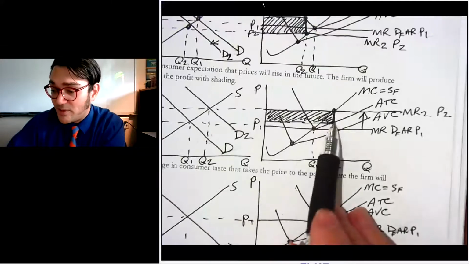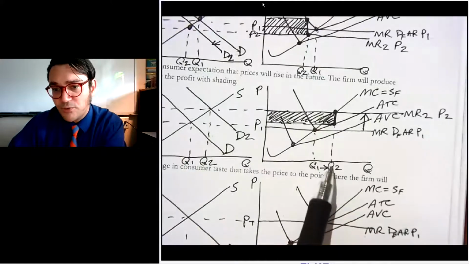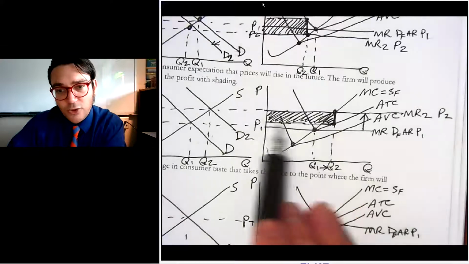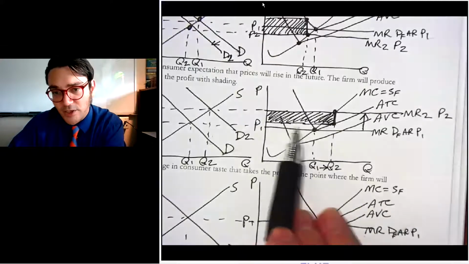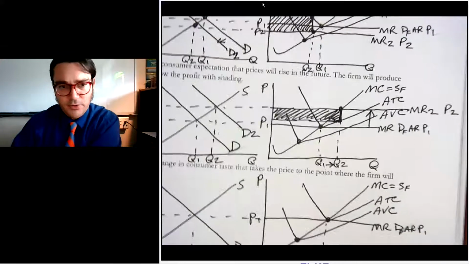We are going to stop at this value on the ATC. Remember, we're following this yellow brick road of Q2. We're just going to go from P2 to the ATC and then over. So there is going to be a little bit of gap in here. There has to be. We're not going to go to that original MR-D-ARP, or MR-D-ARP number 1.